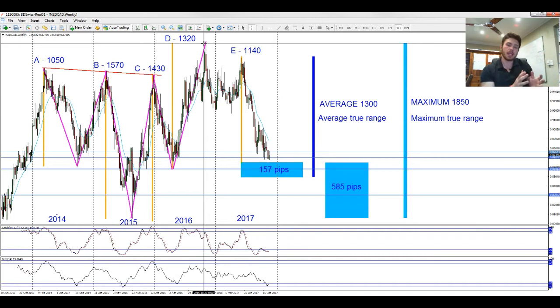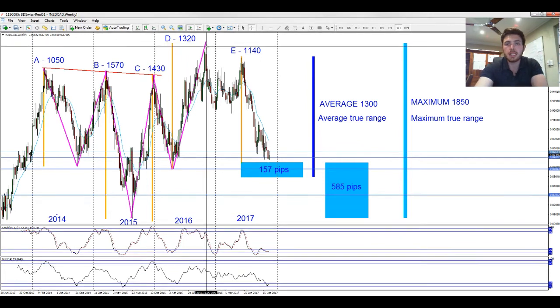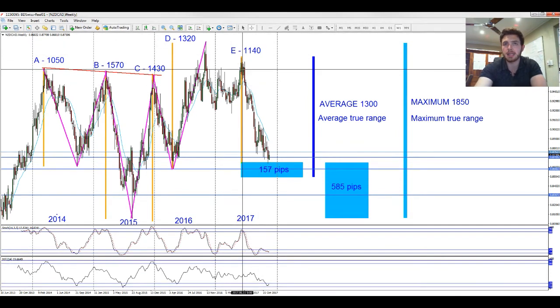So what we're seeing here is a perfect head and shoulders followed by a very nice Gartley move, and now it's moving back into a little bit of a volatility range, followed by a very strong sell-off. And what you can see here, this very strong sell-off has made us identify a few things. Number one is if we measure all of these points here, point A, B, C, D, and E, you can see that it's about 1,050 pips, 1,570, 1,430, 1,320, and 1,140.